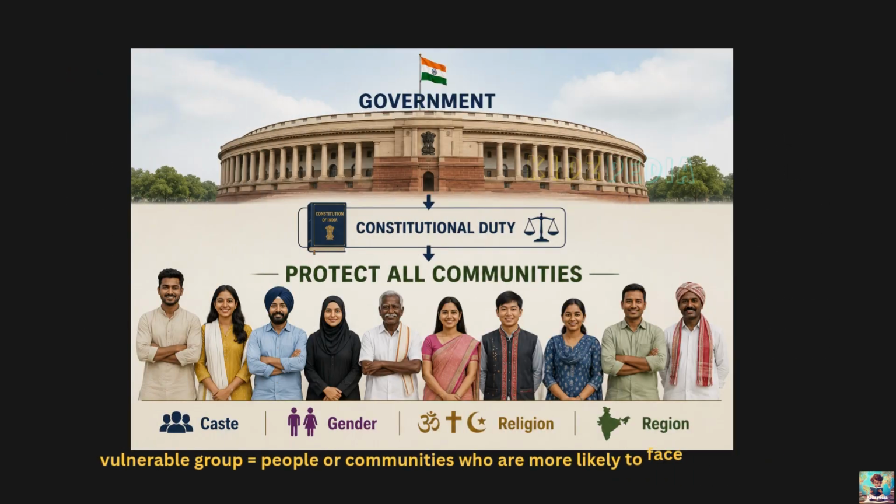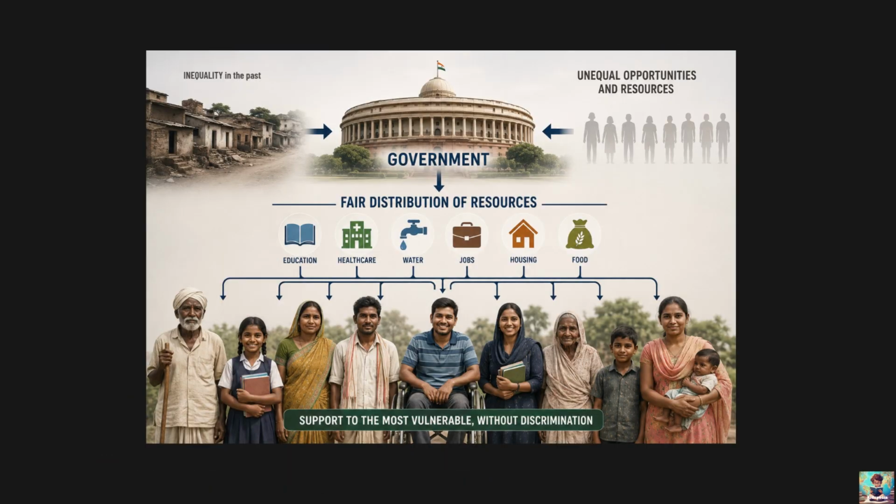Vulnerable groups are people who may be at greater risk of being treated unfairly or may have fewer opportunities in society. So, they may need extra protection and support. In a democracy, the government has a duty to protect all people. It should not treat people differently because of their caste, gender, religion, or the region they come from. But there is one important thing we need to understand. Not everyone has had the same opportunities in the past. Because of inequalities in the past, some groups did not get the same chances for education, jobs, or other resources.